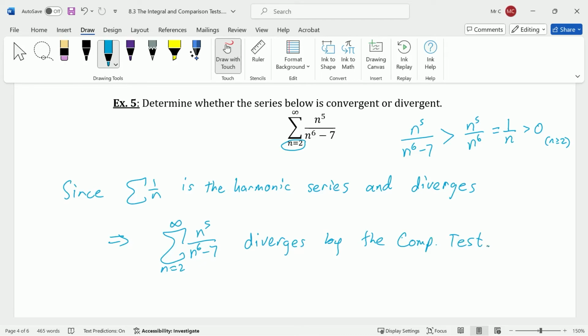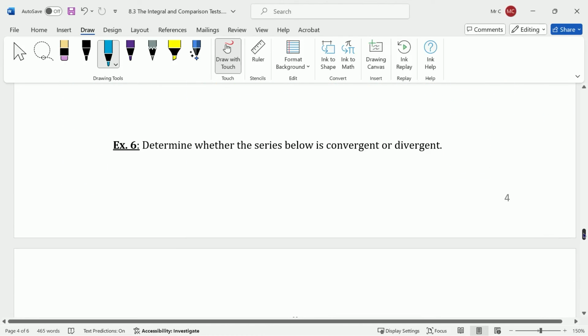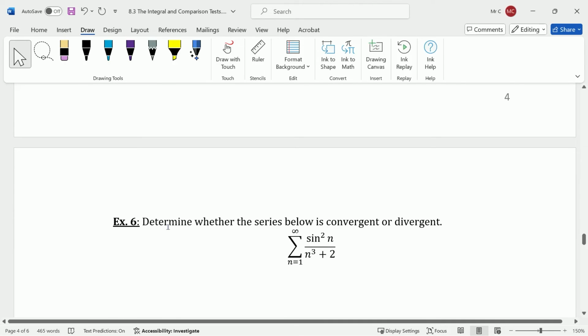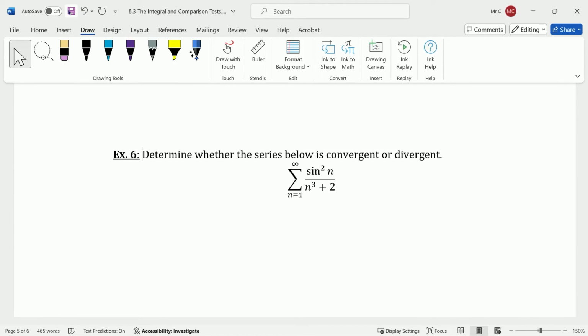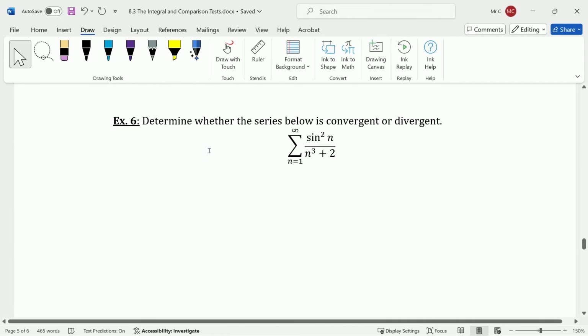Okay, so let's take a look at another example here. Determine whether the series below is convergent or divergent. So we've got the series of sine squared of n over n cubed plus 2.